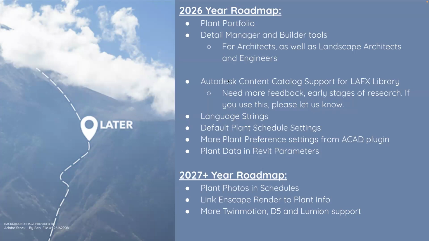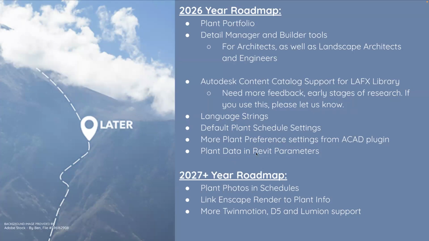And then in one of those conversations, Autodesk content catalog support for the Land F/X library came up. We're just in the early stages of research. We would like to know if you use this. Right now we see that it's possible and we're trying to figure out the best way. Language strings, which means alternate language entries into things like plant schedule and all of that. And then default plant schedule settings and generally just porting over more of the preference settings from our AutoCAD plugin.